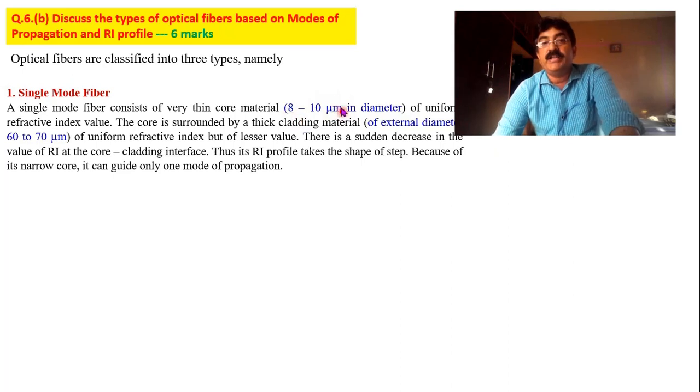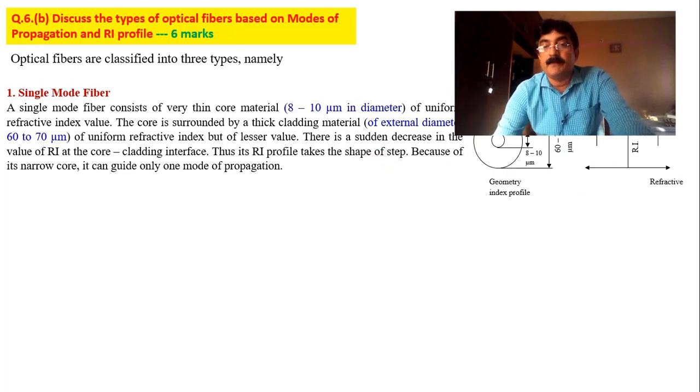8 to 10 micrometer you have to mention, that is the core size. And then cladding, this cladding is thick. Core is thin, cladding is thick, diameter is 60 to 70, which is 10 times more. Nearly 70 to 80. And uniform, in both the cases the refractive index is uniform and the refractive index profile is a step.